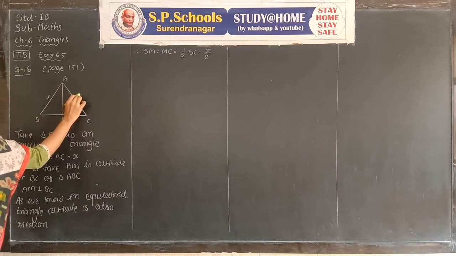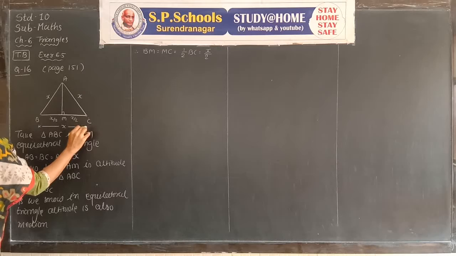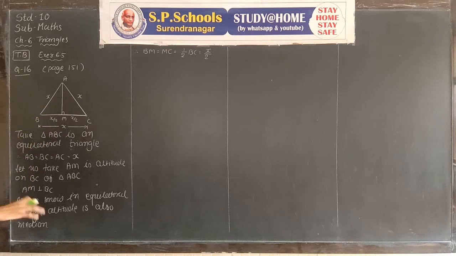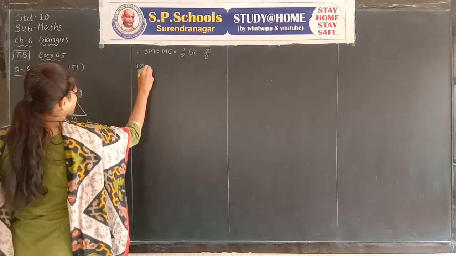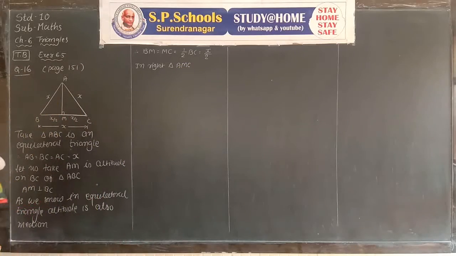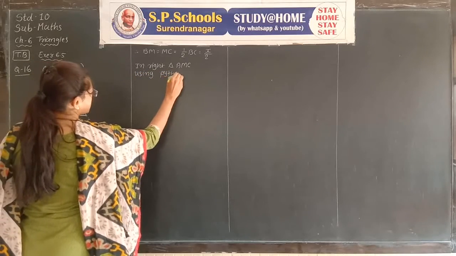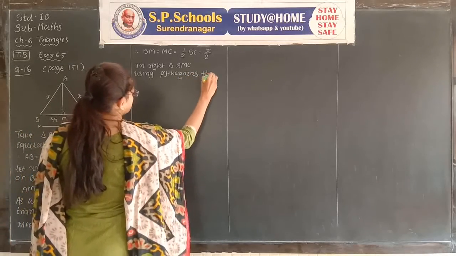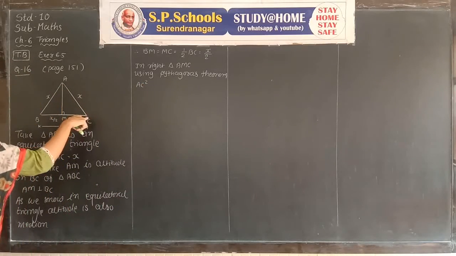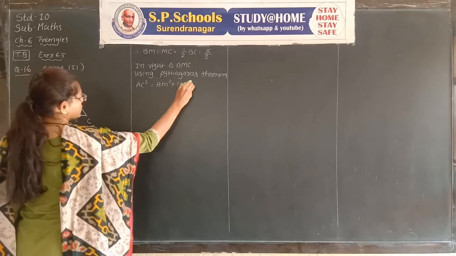AB is x, AC is x, BM is x upon 2, MC is x upon 2, and BC is x. Now we apply Pythagoras theorem in triangle AMB or in triangle AMC. In right triangle AMC, you can also use AMB, using Pythagoras theorem, the square of hypotenuse AC square is equal to AM square plus MC square.